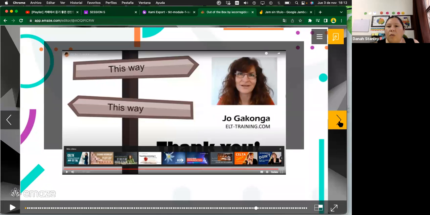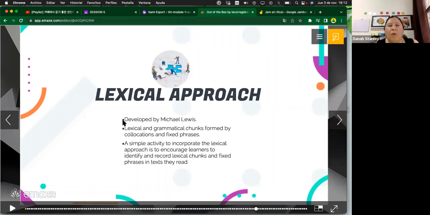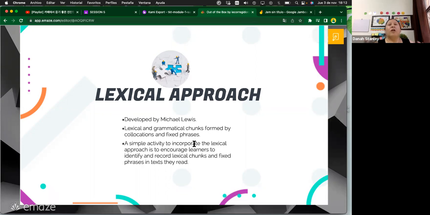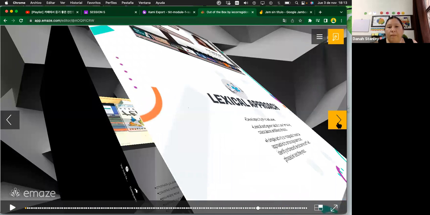let's go with the last one, which is lexical approach, okay? Lexical approach is developed or was developed by Michael Lewis. In here, what they are going to learn are chunks of language, phrases, idioms, specific kind of vocabulary. So a simple activity to incorporate the lexical approach is to encourage learners to identify and record lexical chunks and fixed phrases in text they read. Mainly is in reading or also can be in a listening, okay?